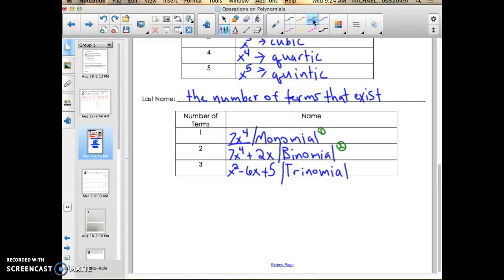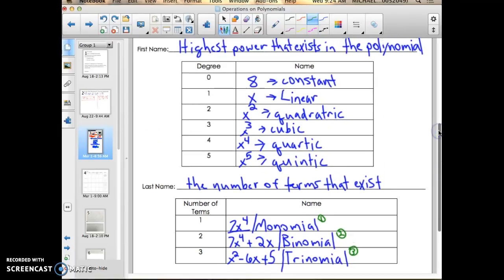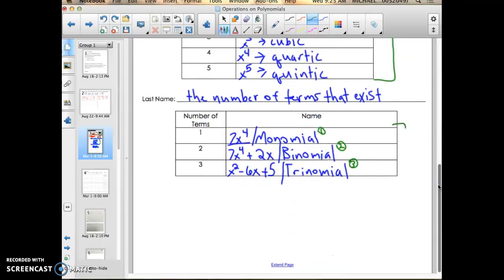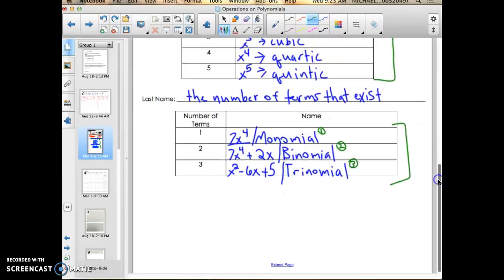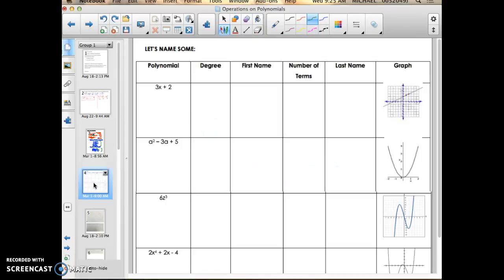1, 2, and 3. So please familiarize yourself with the highest power names, these 5, and then down here, those 3. Because the next objective is going to be to perform operations on polynomials. In your final answer, you're going to have to be able to name based off of the degree and the number of terms to finalize the answer. Let's look at a couple examples before the end of this video. So let's name some of them based off of this practice.